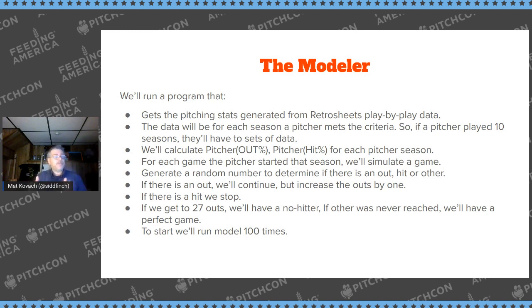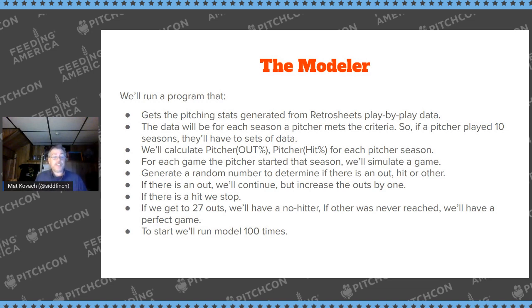Otherwise, I would take the out percentage out, and then if it's within the hit percentage, we record it as a hit. And if it's anything else, we just record it as on base. If it's an out, we increment the outs, and then we start over with a new number. If it's a hit, we stop. We're only worried about no-hitters, so we stop here.